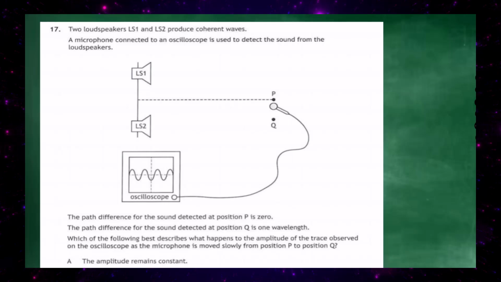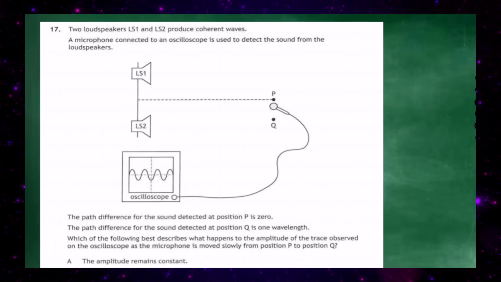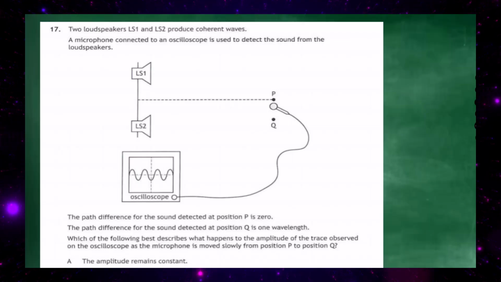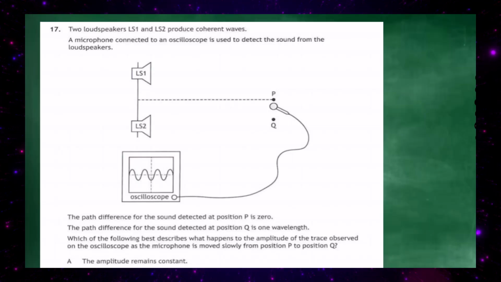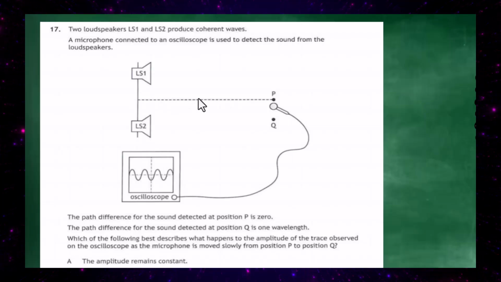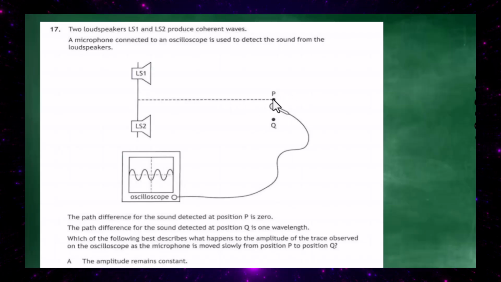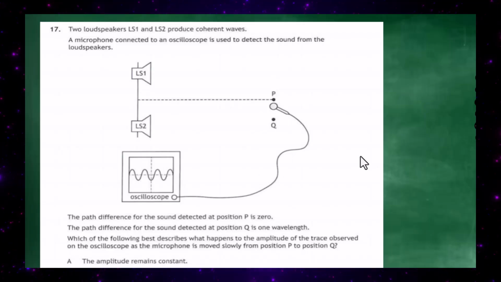Question 17. Two loudspeakers, LS1 and LS2, produce coherent waves. A microphone connected to an oscilloscope is used to detect the sound from the loudspeakers. So you can see the situation here. You've got two loudspeakers. That's the central line heading towards P. You've got your microphone. You move up and down, and you should hear maxima and minima.